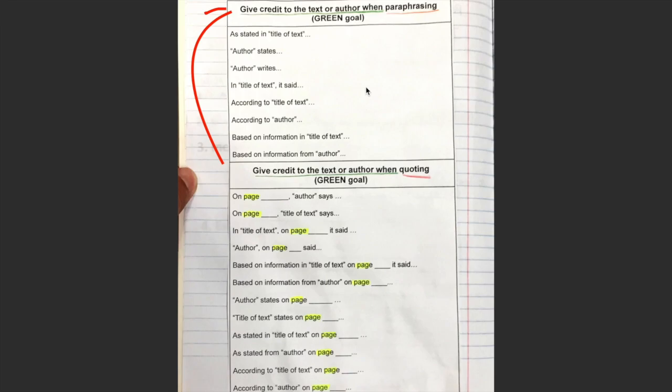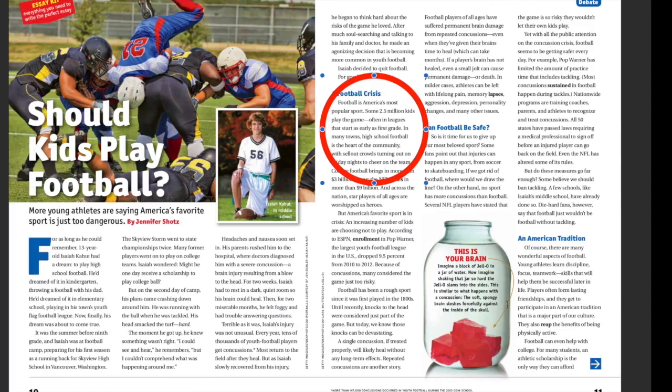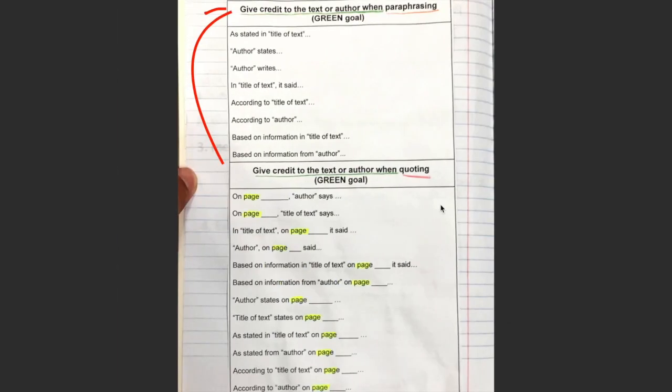So if we go back to our outline, notice the first thing we need to do is use a sentence starter to give credit to the text. And that takes us to our sentence starter page that's in our interactive notebook. Notice this top section here, this is for paraphrasing. So if we're going to paraphrase, we use any of these from the top section. If we're going to quote, we're going to use any of these from the bottom section.